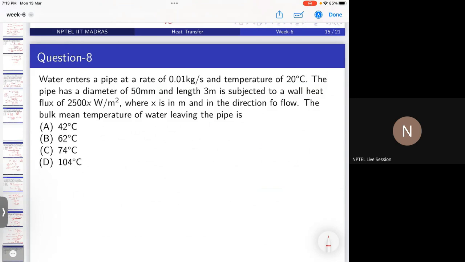In this question, we have water which is entering the pipe at a rate of say 0.01 kilogram per second and a temperature of 20 degrees Celsius. The pipe has a diameter of 50 mm and length 3 m, and is subjected to a wall heat flux of 2500x. So the heat flux is a function of x. Find the bulk mean temperature of the water leaving the pipe.